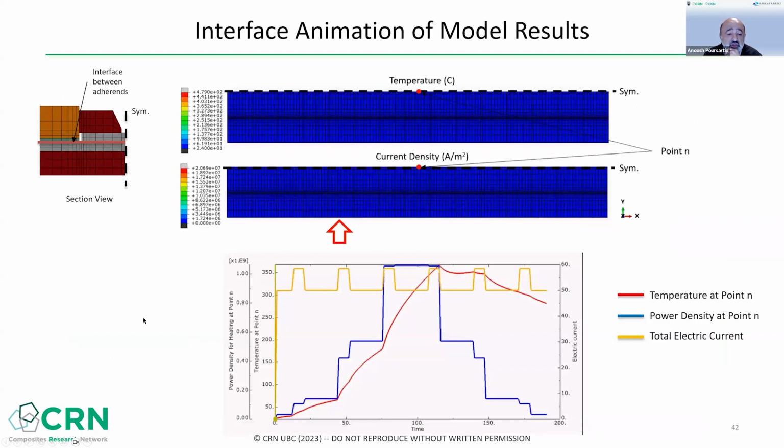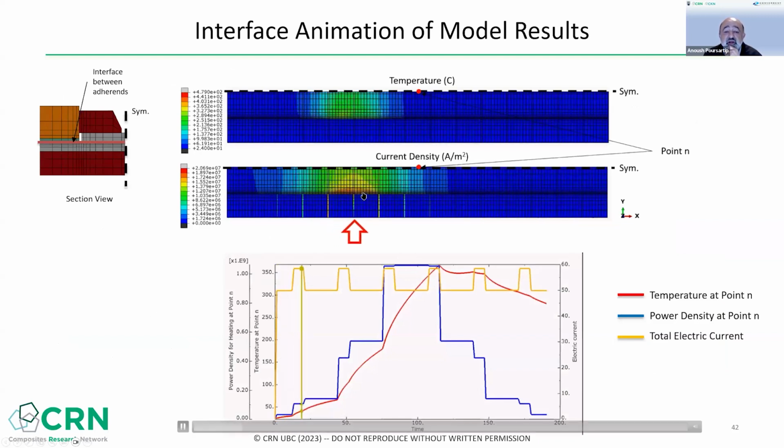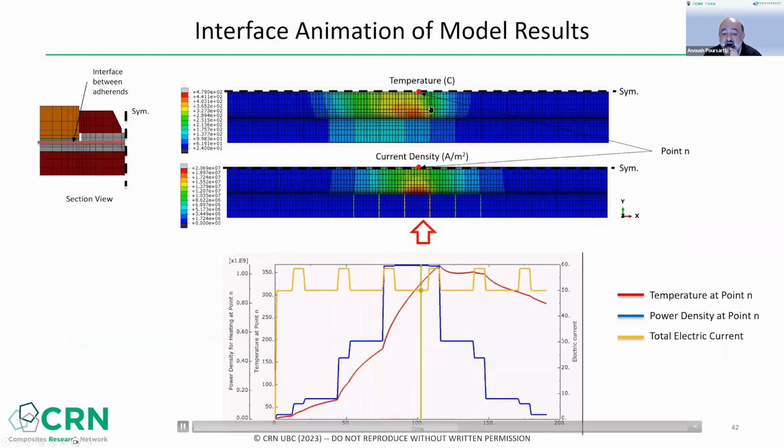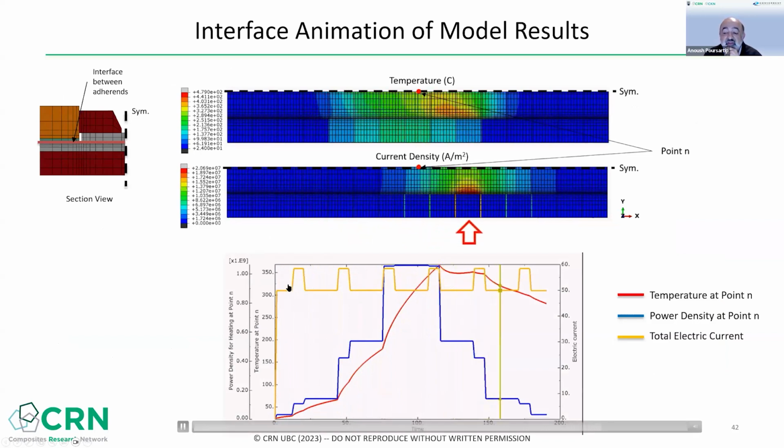So now what we're going to show you is the current density is shown here, and that leads to a temperature profile above. And so for one point, you can see that you have the total electric current in yellow. You've got the local power density at point N, this point here in blue. And red is the temperature at point N.